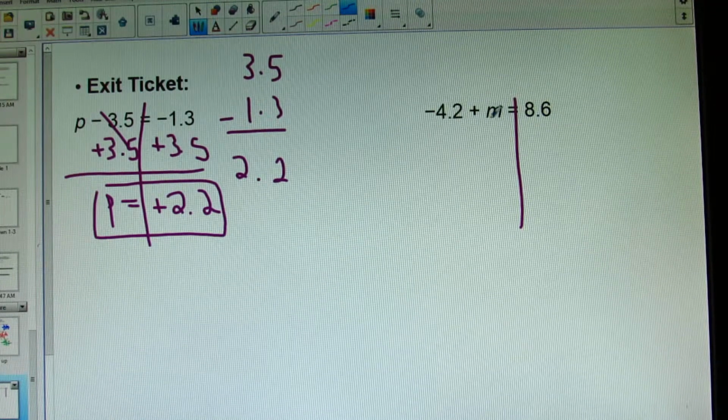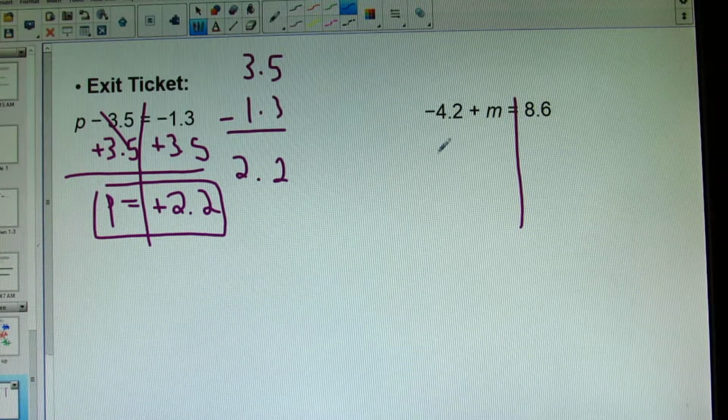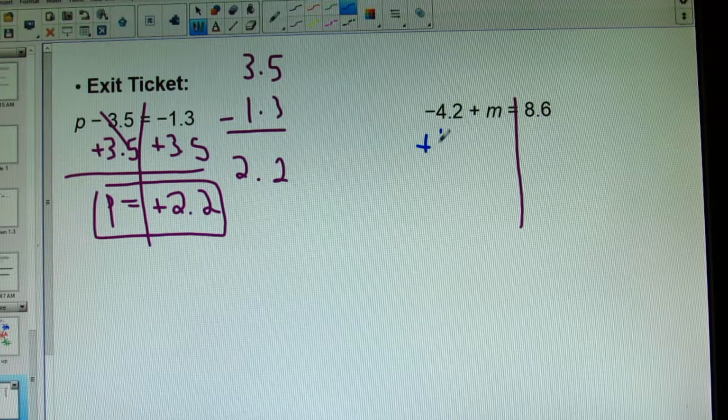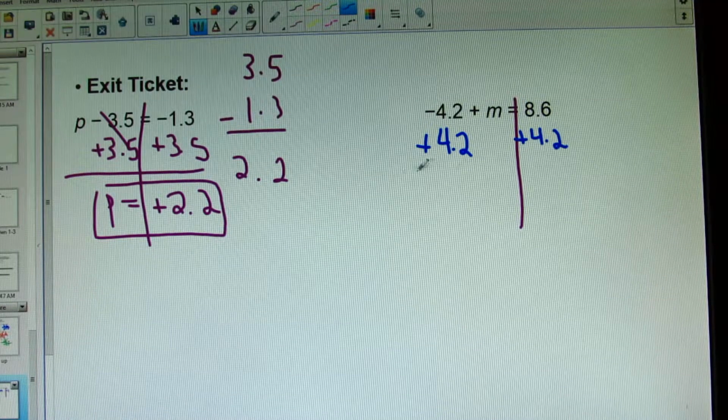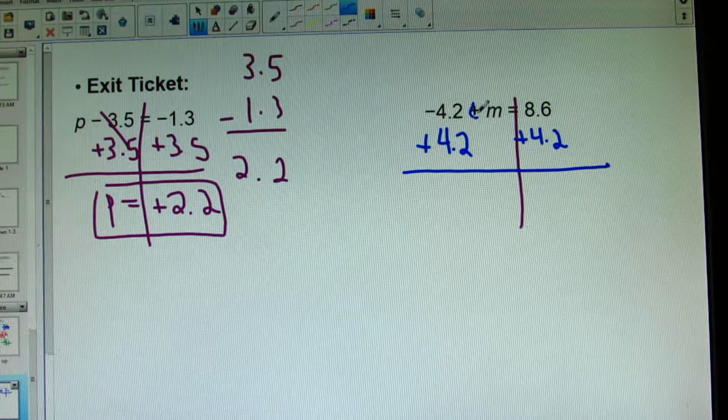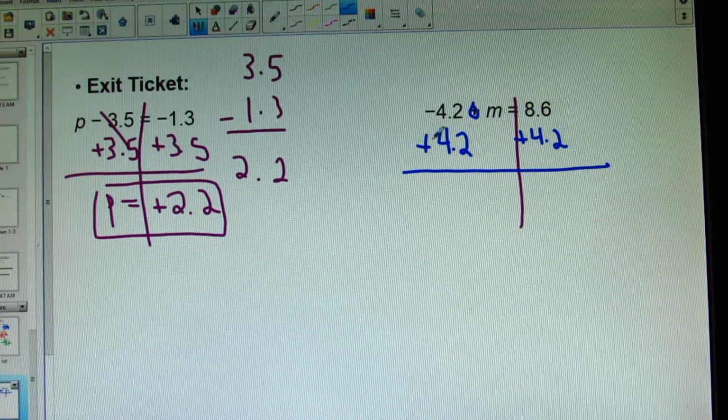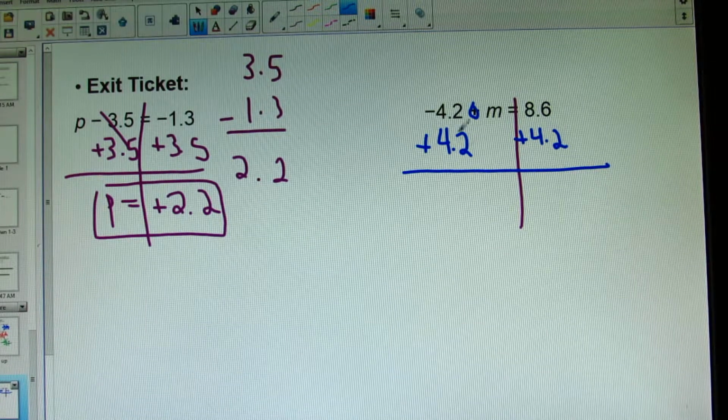On to the other one. Again, to isolate my M, I want to get rid of this negative 4.2, or 4 and 2/10. To do that, I'm going to have to add 4 and 2/10 on both sides. Now, some of you are going to say, but Mrs. Kalinicki, you're already adding right here. That's true, but if I write minus 4 and 2/10 on this side, these guys actually won't cross out.